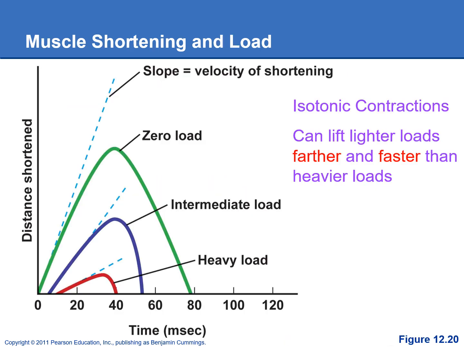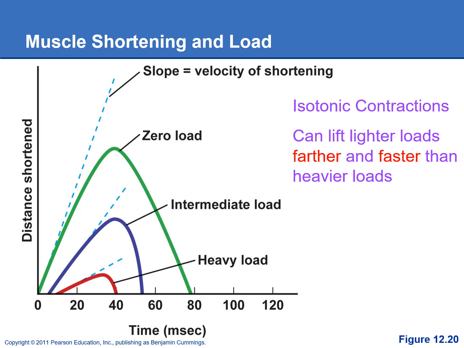Okay, let's just take a look at a couple of graphs here. These are looking at some isotonic contractions. So remember, in isotonic contraction, you're able to overcome the load and lift it, and the muscle will shorten while the tension, the amount of force that you produce, will stay the same.